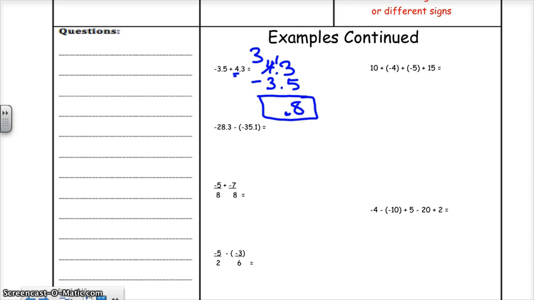Negative 28.3, take away a negative 35.1. Do I need to add the opposite on this one? Yes, because it's subtracting. So I rewrite this as negative 28.3 plus the opposite of negative 35.1, which is just a positive 35.1.